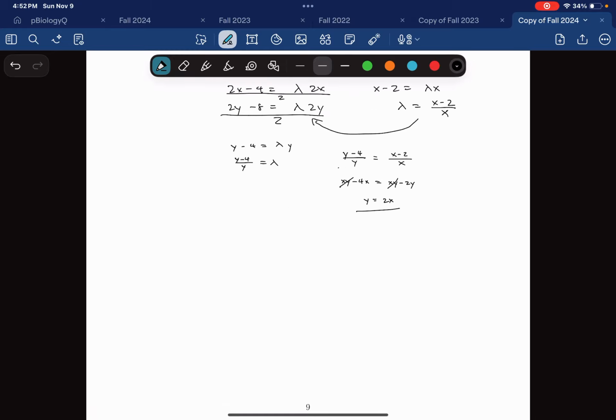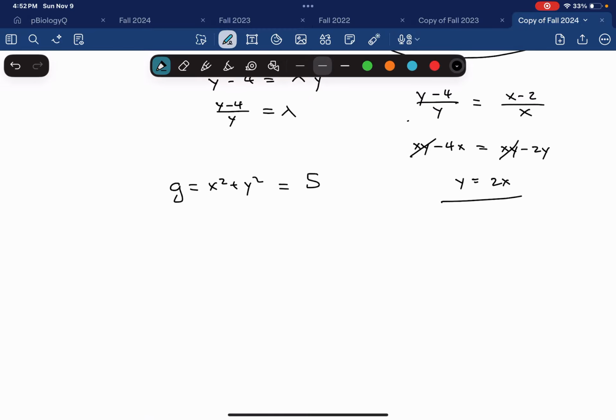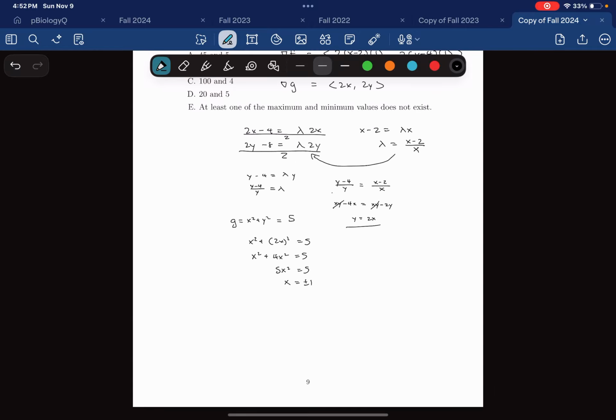Okay. So you know your g is equal to x squared plus y squared equal to 5. So if you plug this in, x squared plus 2x squared equals 5. So x squared plus 4x squared equals 5. 5x squared equals 5. So x is equal to plus or minus 1.